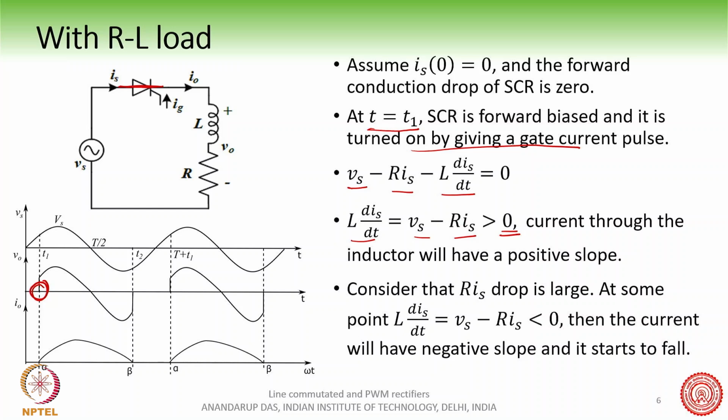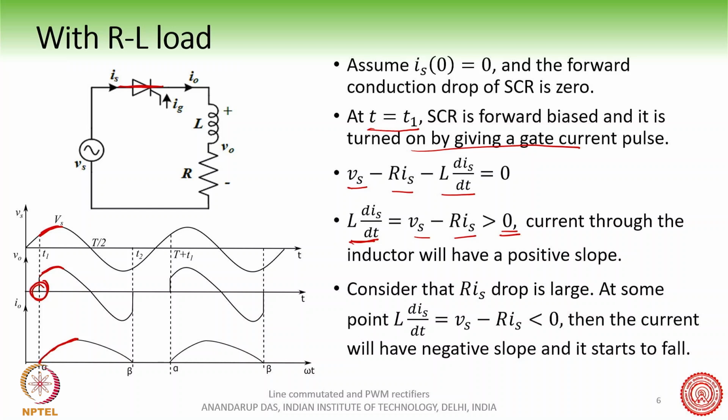And after t equal to t1, we find that the voltage Vs is also increasing in magnitude. Because it's a sinusoidal voltage source, the instantaneous magnitude of the voltage Vs is increasing, and so this L di/dt value will go on increasing, and we will find that the current is also increasing. This is the waveform of the current, and the current will go on increasing.